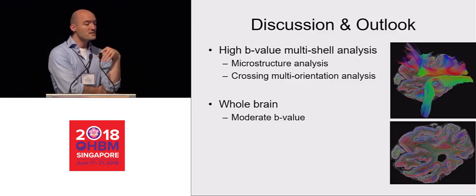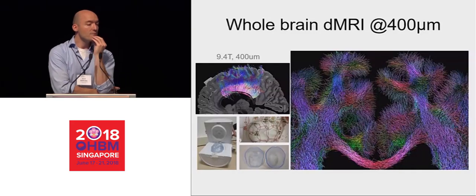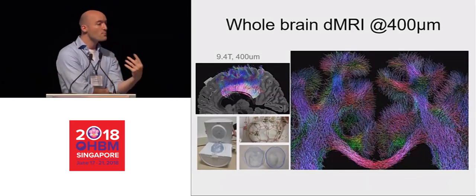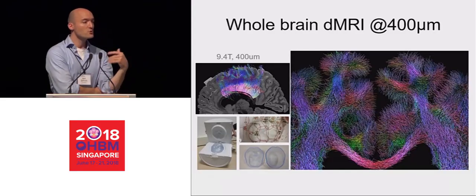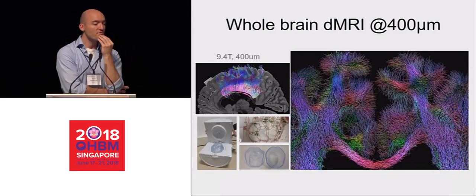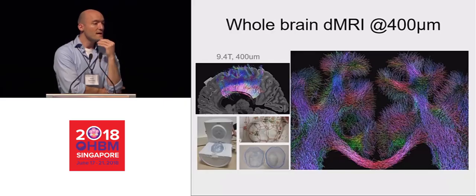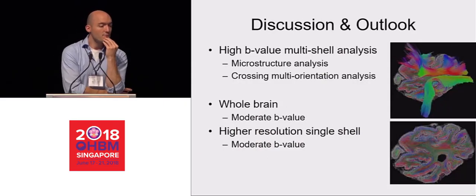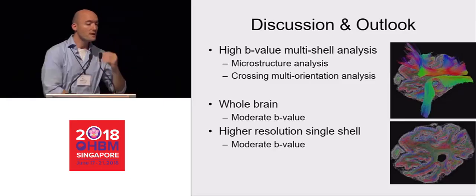We'd also like to take resolutions like this post-mortem to the whole human brain. And we have already achieved that, where I have to remark though that there we cannot go to as high B-values. We have to trade off field of view, resolution, and B-values. Here we traded off B-values, but we could achieve 400 micron isotropic resolution over the entire post-mortem human brain here at a lower B-value.